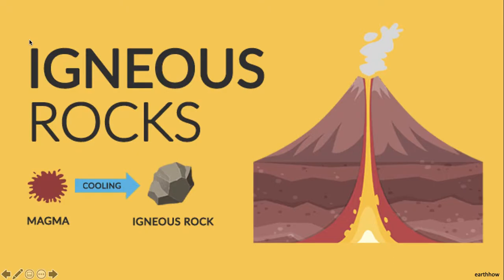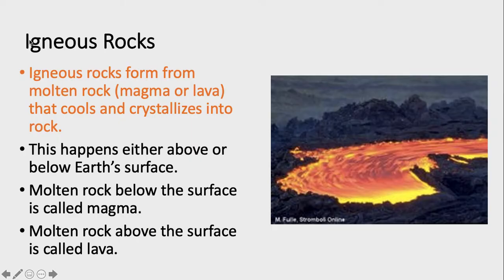So we'll start off talking a little bit about igneous rocks. Igneous rocks form from molten rock, which is magma or lava, that cools and crystallizes into rock. This happens either above or below Earth's surface. Molten rock below the surface is called magma. Molten rock above the surface is called lava.